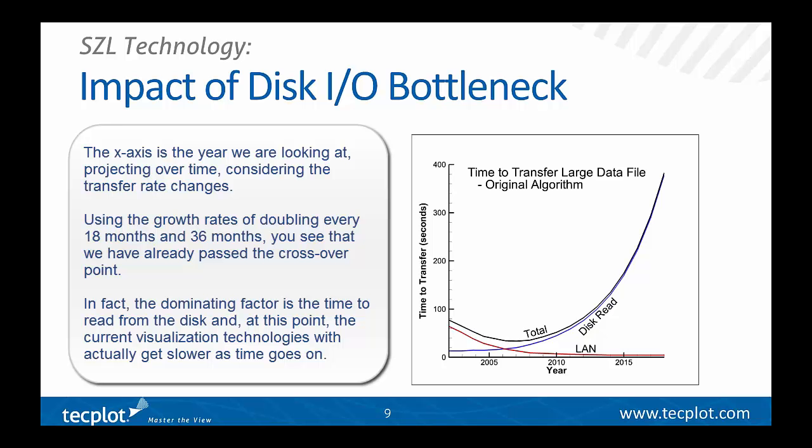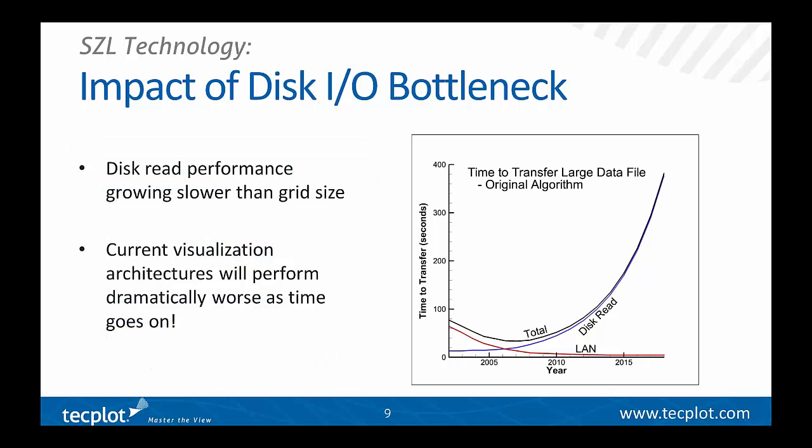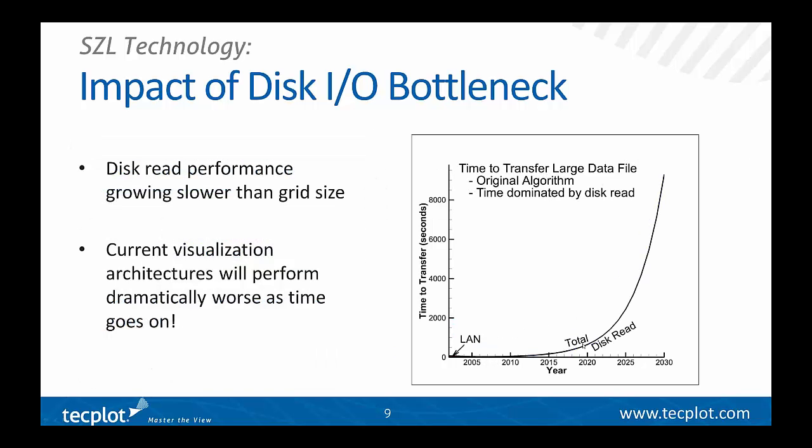And at this point, you expect the current visualization architectures will actually get slower as time goes on because of that bottleneck. And if you go out now to 2030, which we looked at before, the LAN isn't even visible anymore, the time to transfer over the network, and it's entirely dominated by the disk. And you can see we're talking hours just to read the data off the disk with a traditional visualization algorithm. So what do we do?